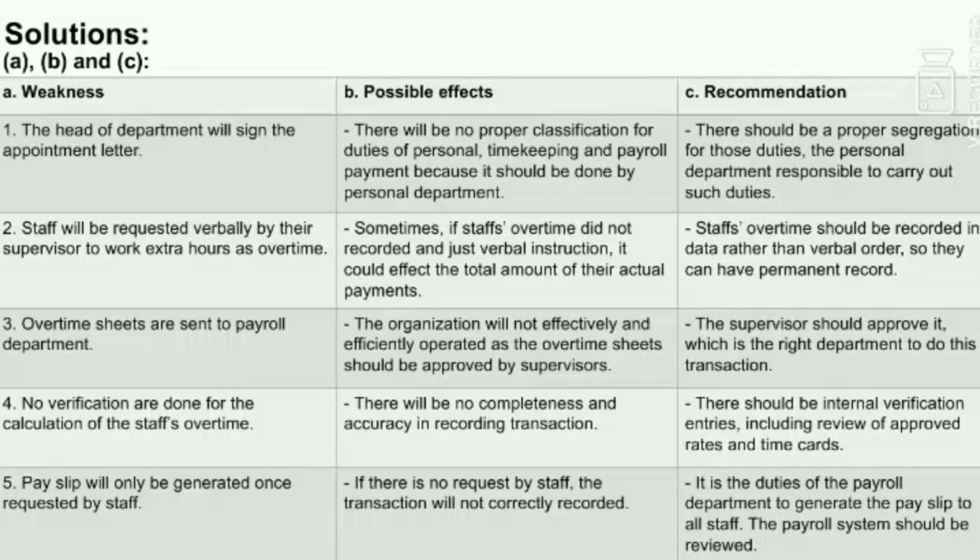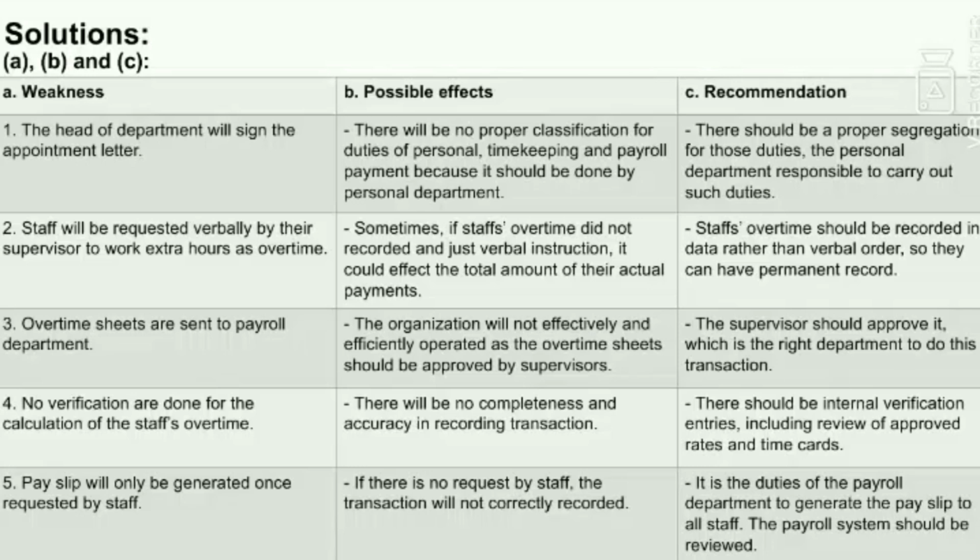Third one is the overtime sheets are sent to payroll department. The effect is the organization will not operate effectively and efficiently as the overtime sheets should be approved by the supervisor. For the recommendation, the supervisor should approve it, which is the right department to do this transaction.